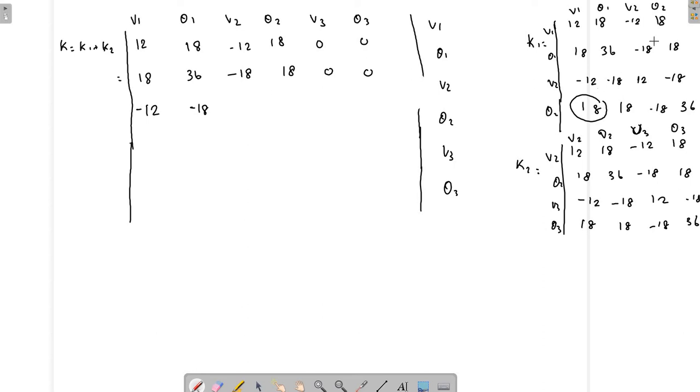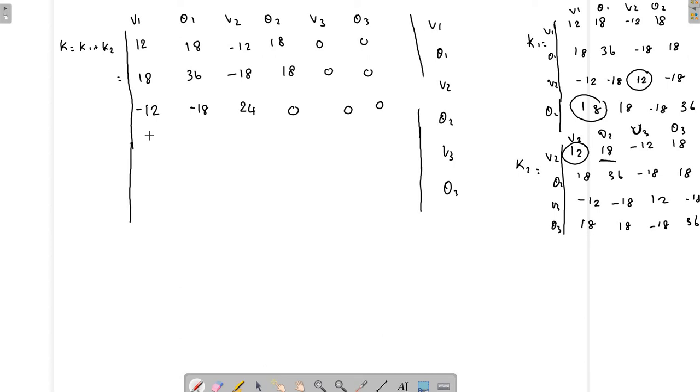V2, there is the possibility of two values. Here V2 it is 12. In this matrix V2 is another 12. So it is totally 24. And theta 2 V2. So you just see theta 2 with V2 it is minus 18. Theta 2 with V2 is plus 18. So 0. All other elements are 0 here.